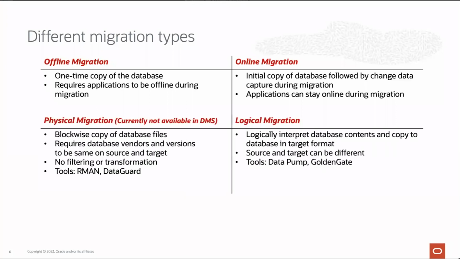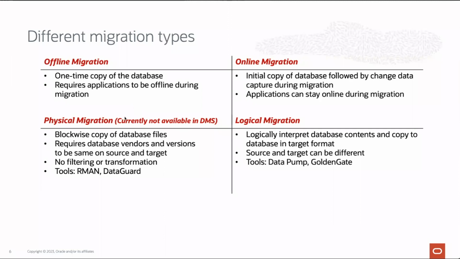We already have heard about physical migration and logical migration. Now, the important info here is when using Zero Downtime Migration, the tools we use for a physical migration are Recovery Manager and Data Guard. So we use Data Guard for an online migration to keep the databases in sync. And when we do a logical migration, we use Data Pump and GoldenGate in the background. So GoldenGate is used for online migration, again, to keep the databases in sync.